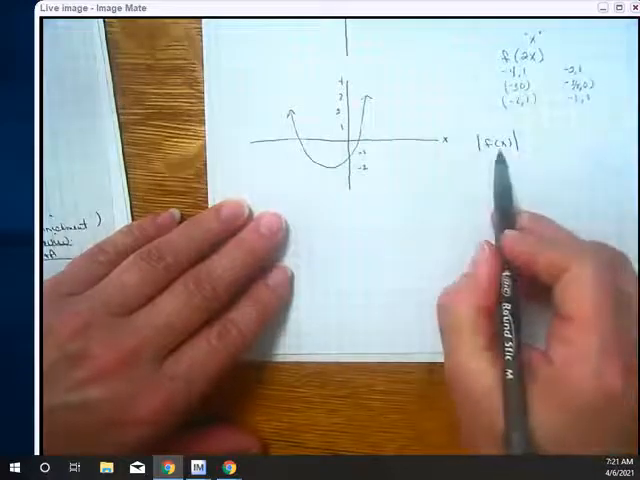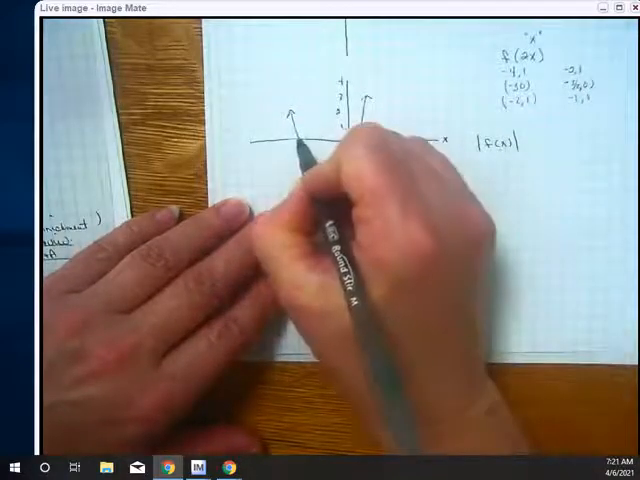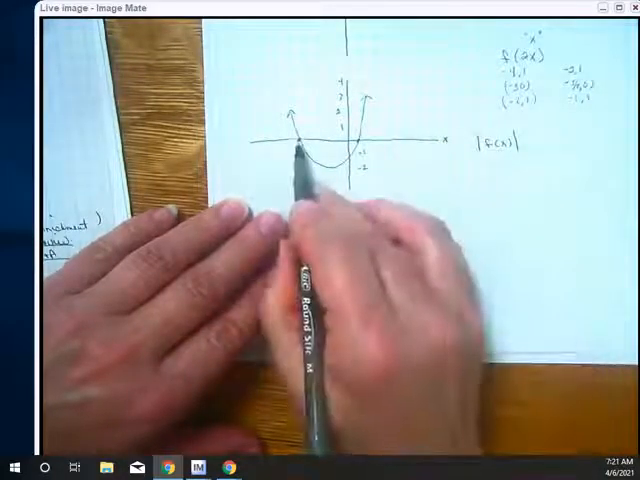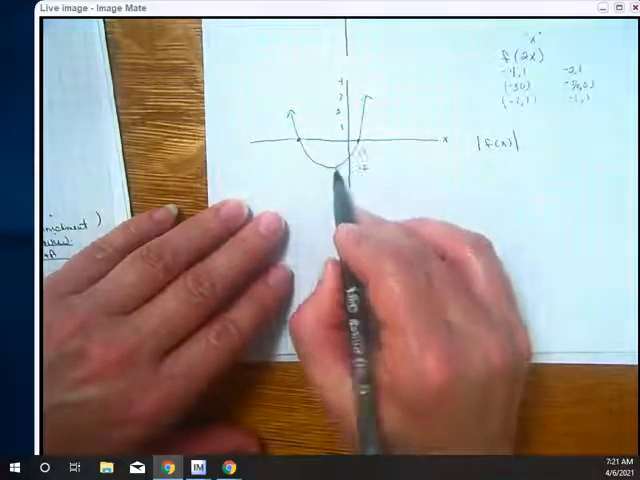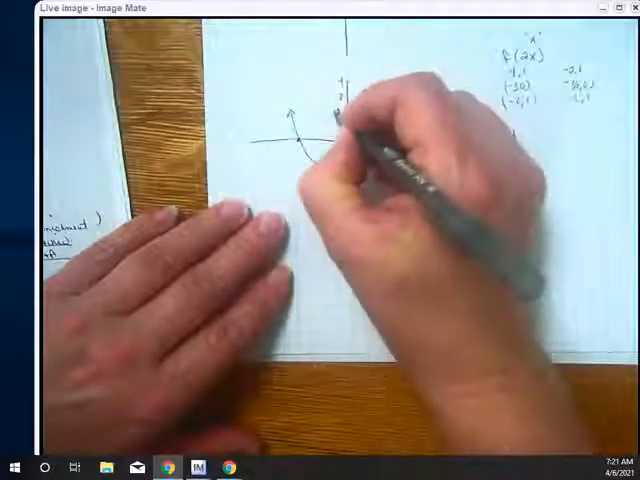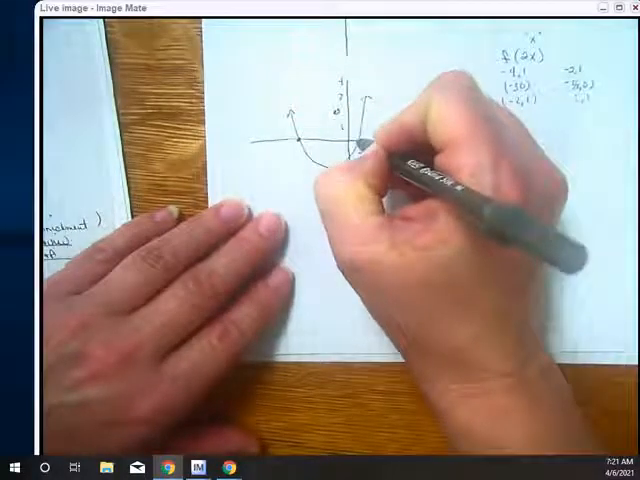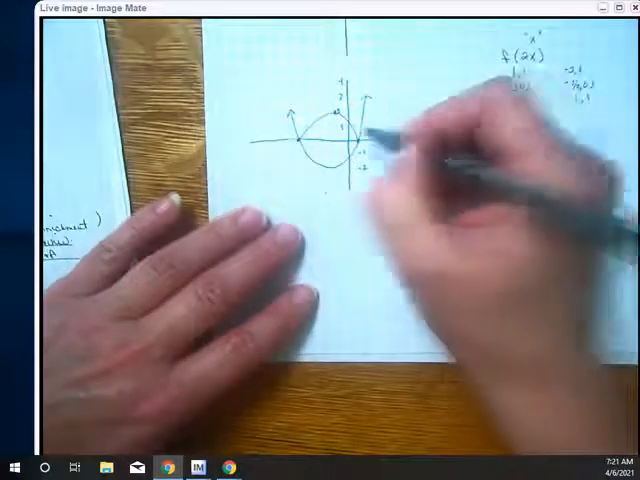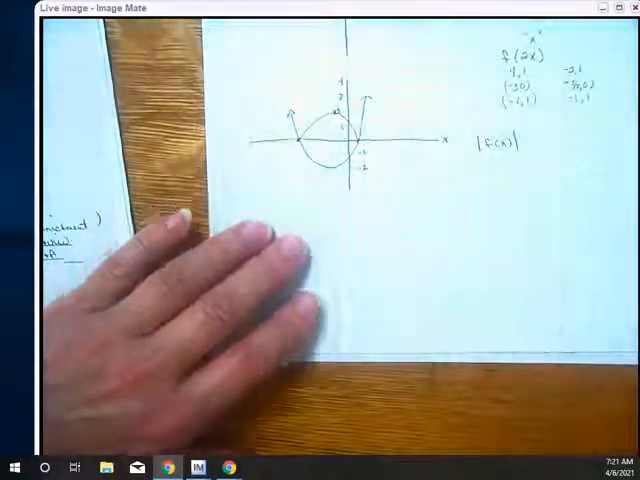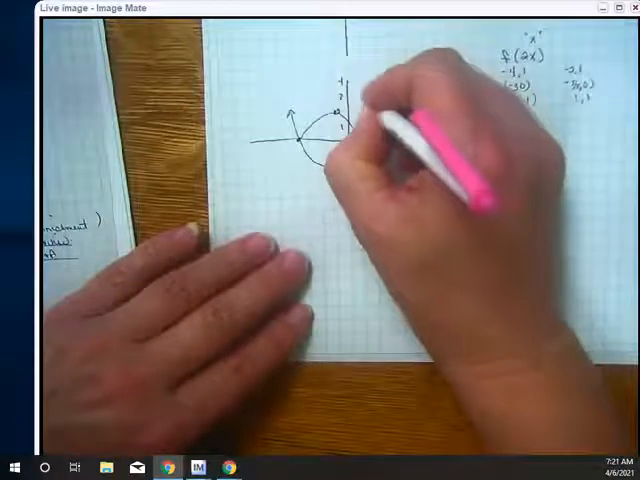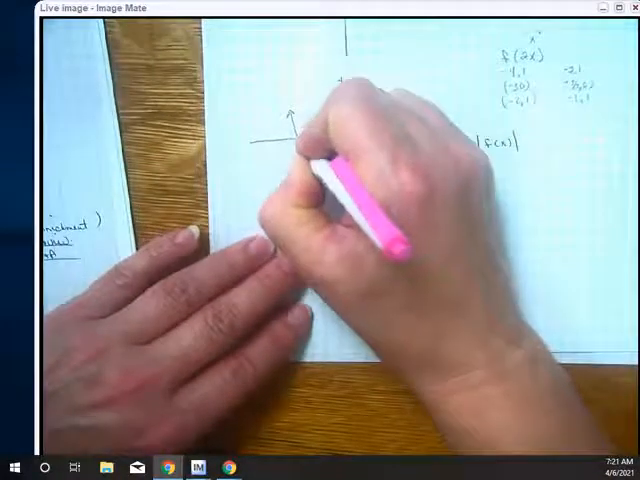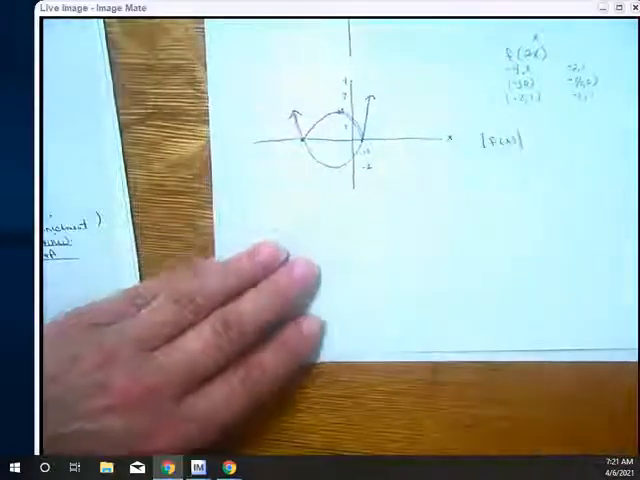So if I want the absolute value of f of x, I go to my intersection with the x-axis, and all of these points are going to move up. Now, all of the ones that were already there are going to stay in the same direction. So I just trace over the other ones.